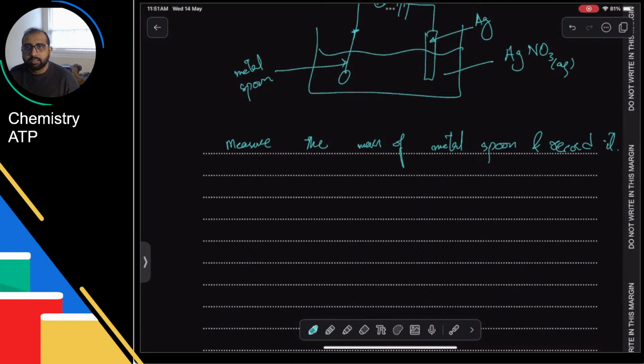Next one. Second thing is, once you have the mass, now set up as in the diagram and turn the switch on.